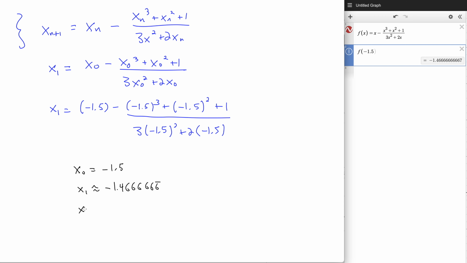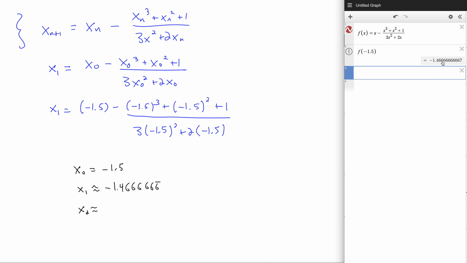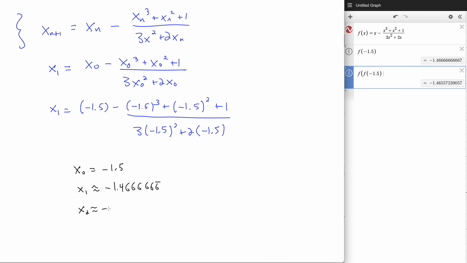So now we need x2. Instead of cutting off this 1.4666 somewhere, I'm going to do f of f of negative 1.5. What this does is take the output of f of negative 1.5 and plug it back into the function. And look what we get: a new value that's presumably closer to the root, negative 1.46557. We'll say that for x2.